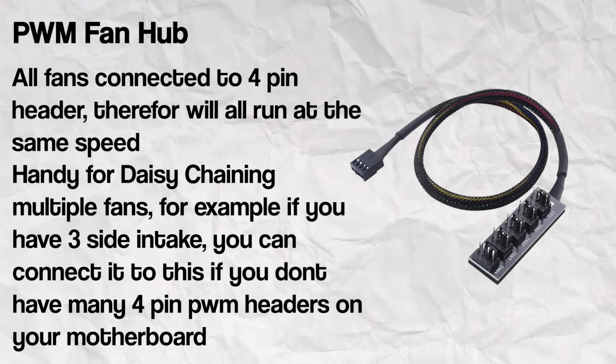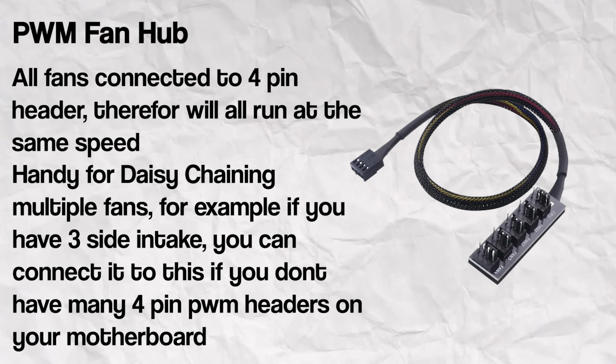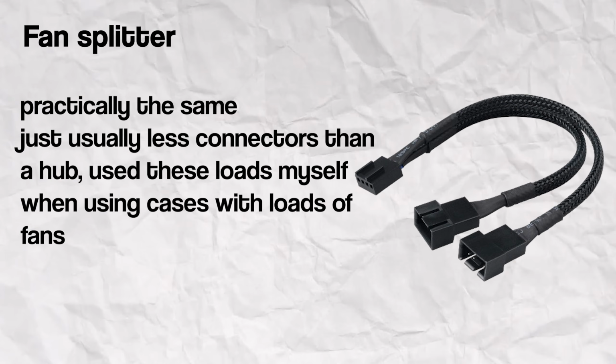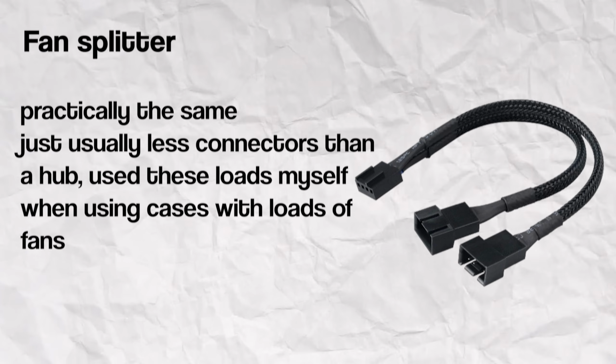Option 2 is splitters or fan hubs. Some setups use a splitter cable or a hub where several fans all run from one header. This still works with FanControl, but all the fans on that splitter will be controlled by the same fan sensor and they'll run at the same speed.